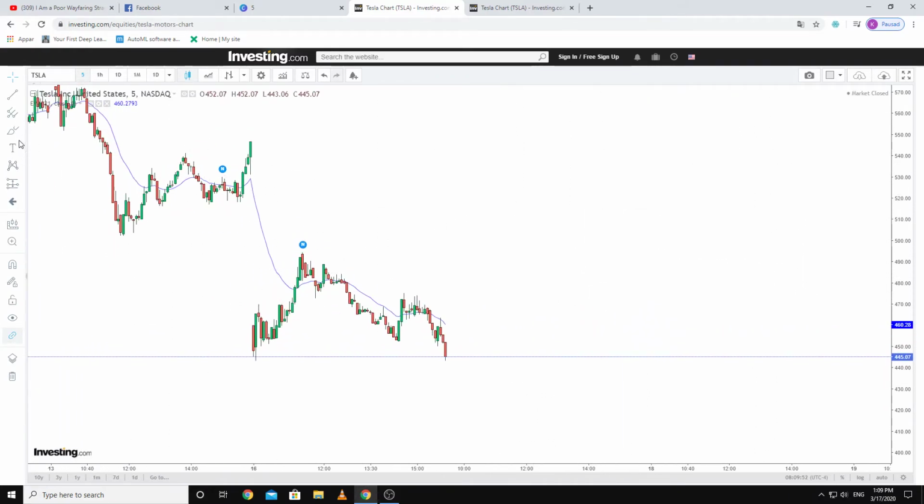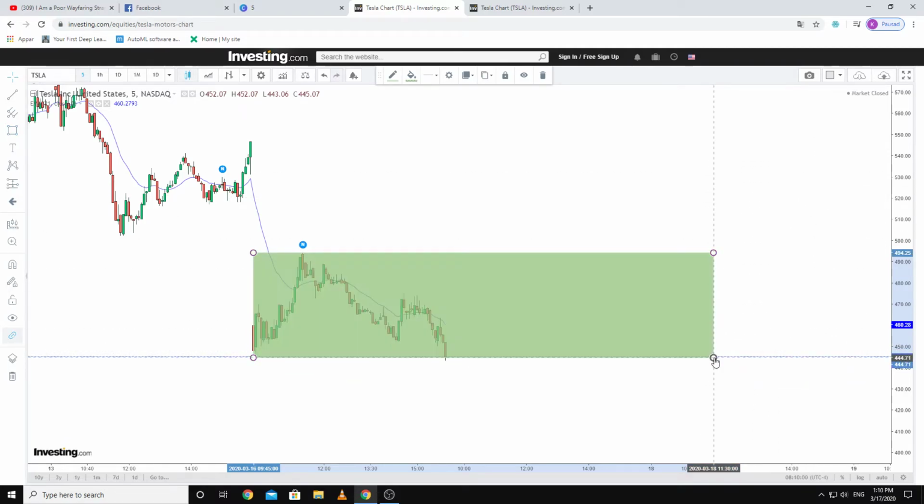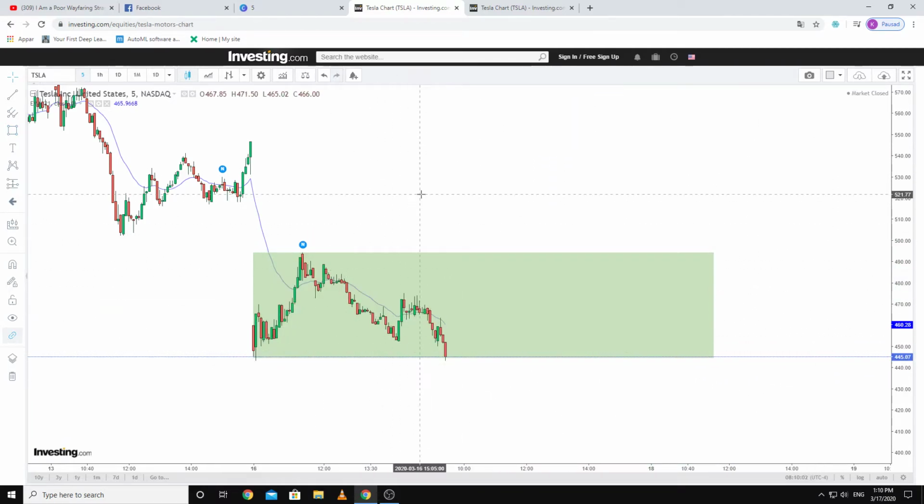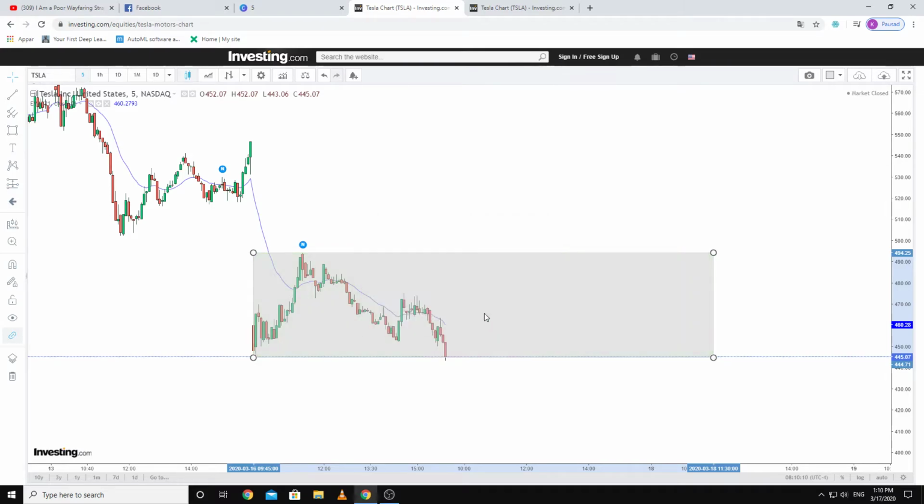Well, the first thing we're going to see here is this beautiful range that we're currently in. Two lows down here, which classifies as a range. I'm just going to change color just a little bit. There we go. So what are we seeing right now?